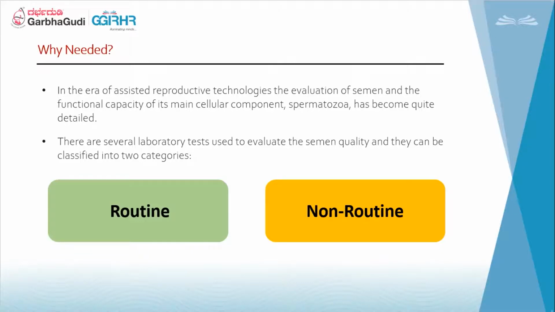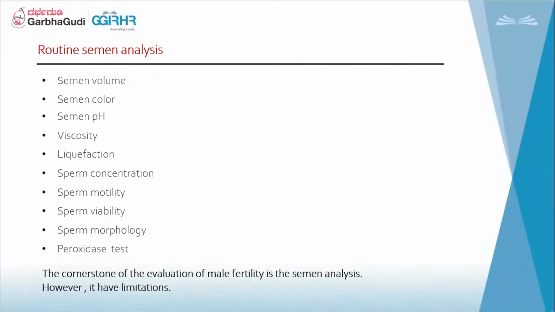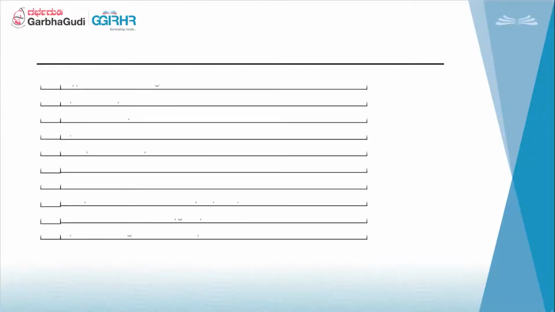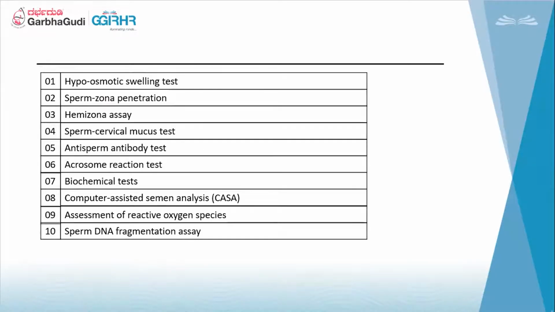I have divided it into two parts, routine and non-routine. Routine is the semen analysis that we do to check the volume, color, pH, viscosity, liquefaction, concentration and motility. All this comes into the routine semen analysis. The cornerstone of the evaluation of male fertility is the semen analysis. However, it has some limitations. So the non-routine tests are these tests. Out of these, the HOS test, which we are going to discuss, is one of them.